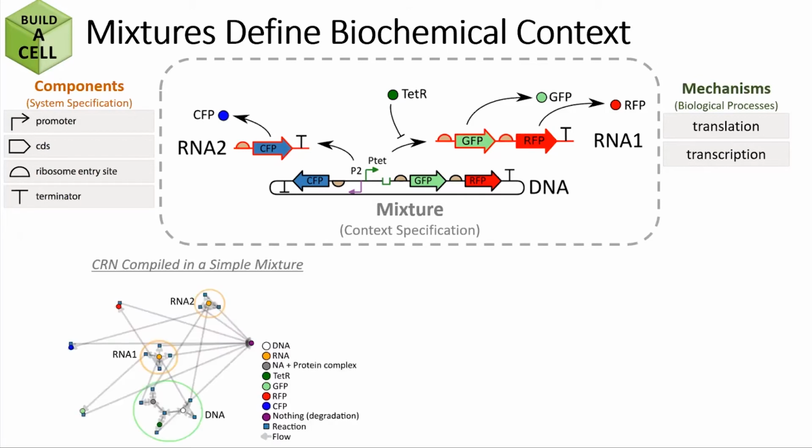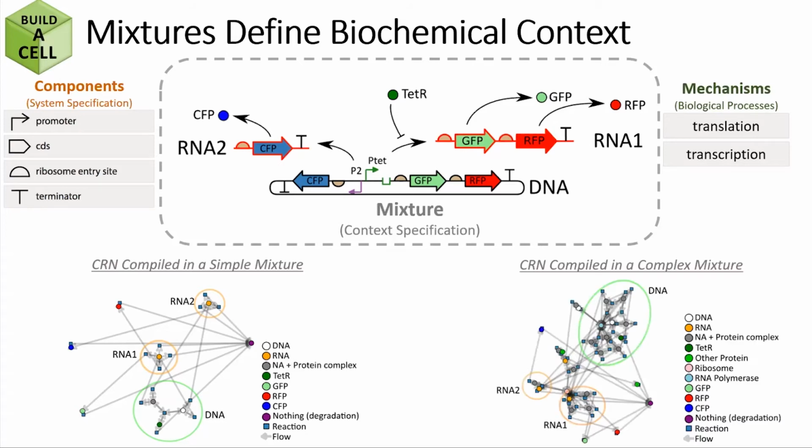I might compile this in a simple mixture. Here is a very idealized context where I'm modeling transcription and translation using that simple transcription motif I showed you earlier that has no biochemical machinery. There are no polymerases, there are no ribosomes. You can see the compiled chemical reaction network on the bottom left. Here, the boxes represent reactions and the circles are species, which are connected to each other via reactions. You can see there are a bunch of reactions involving DNA and a couple involving each RNA.